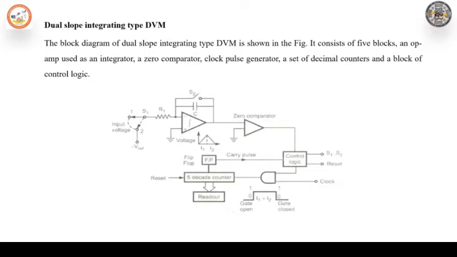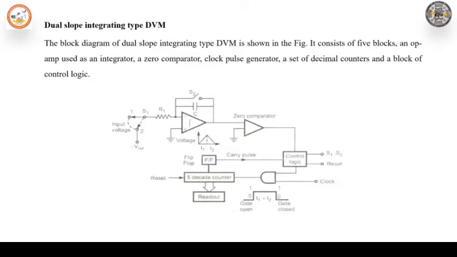The block diagram of dual slope integrating type DVM is shown in the slide. It consists of 5 blocks: an op-amp used as an integrator, a zero comparator, a clock pulse generator, a set of decimal counters, and a block of control logic. When the switch S1 is in position 1, the capacitor C starts charging from 0 level. So the rate of charging is proportional to the input voltage level.